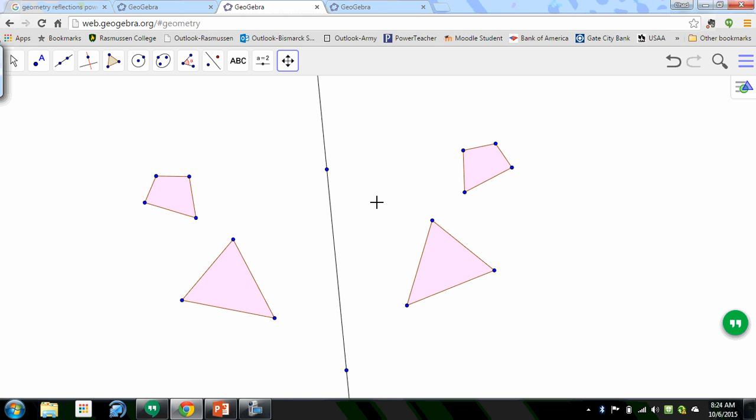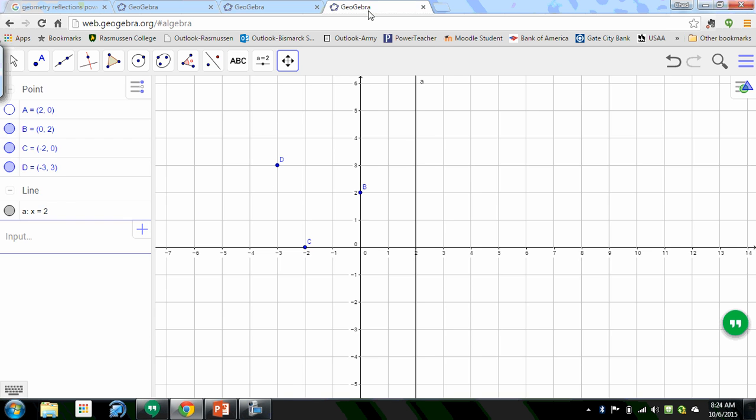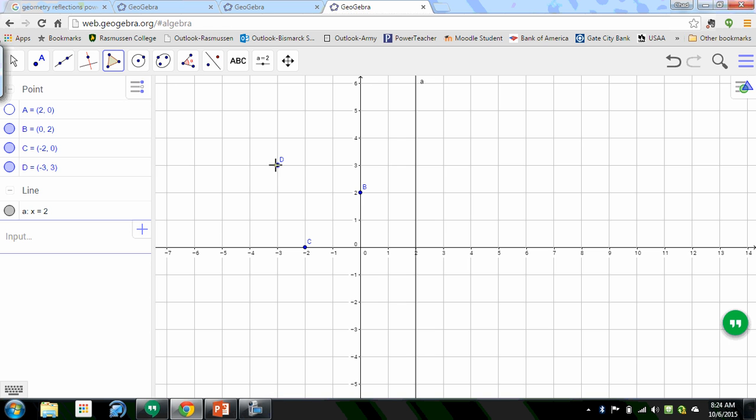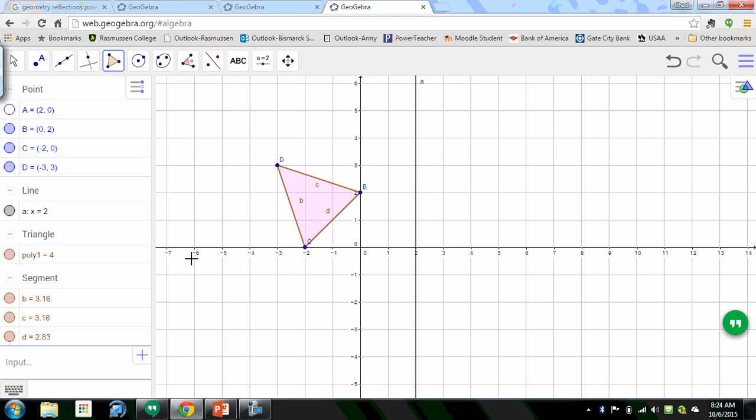So now how do we go through and do this a little more by hand? I went and made a line of reflection right here at x equals 2. Remember, x equal to something is going to be a vertical line. Y equal to something is going to be a horizontal line. I went ahead and started making a triangle. I'll finish off my triangle though. So here's my triangle. And now the vertices of my triangle are on specific coordinates. You can identify each one of the coordinates here.